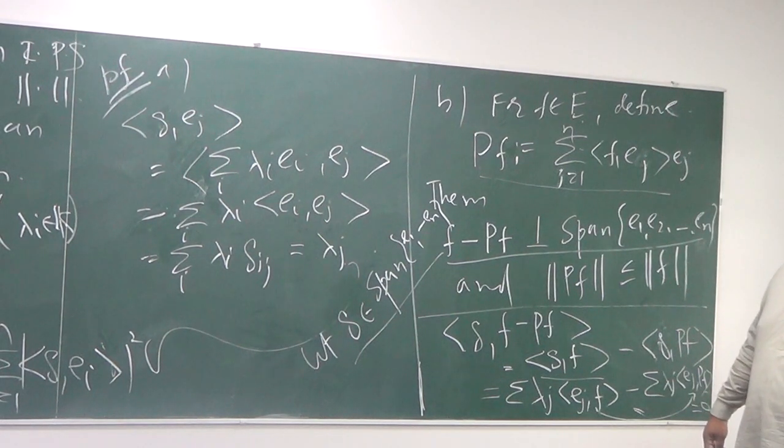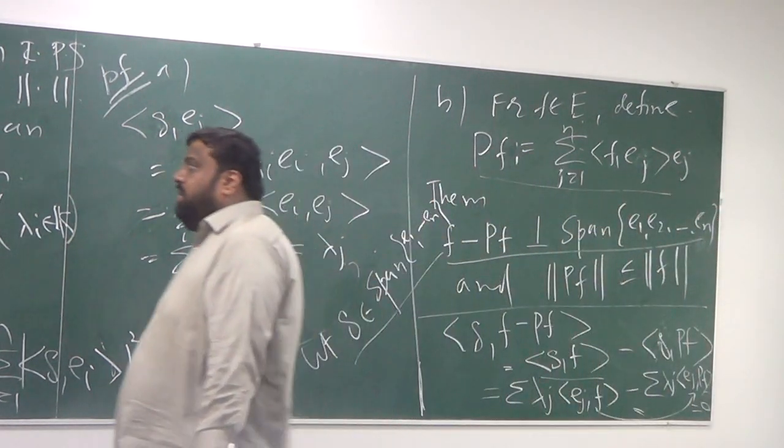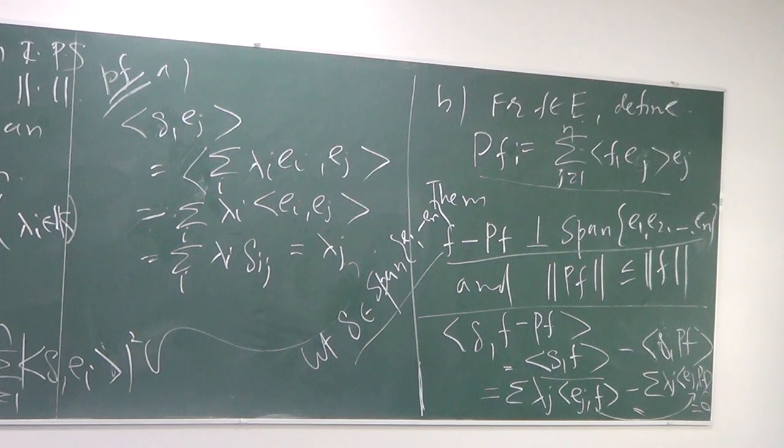Whether we take Ej inner product with Pf or Pf inner product with Ej, it won't make a difference. So we have to show Ej, Pf. It will work the same.